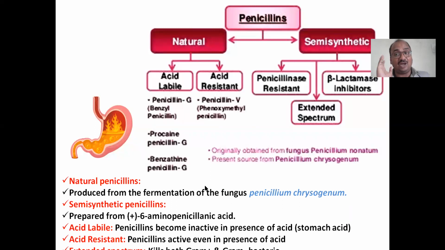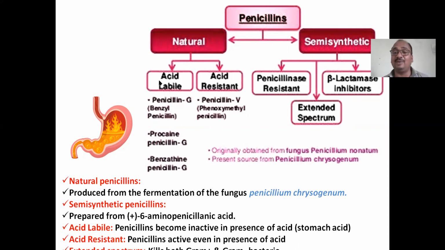This is the classification. Now you can talk about the classification. Natural penicillins are those produced from nature. Nature means from a spider net. In our room, it will be the spider net. Natural penicillins are produced from the fermentation of the fungus Penicillium chrysogenum. Very, very important: natural penicillins are again divided into two types, acid labile and acid resistant.